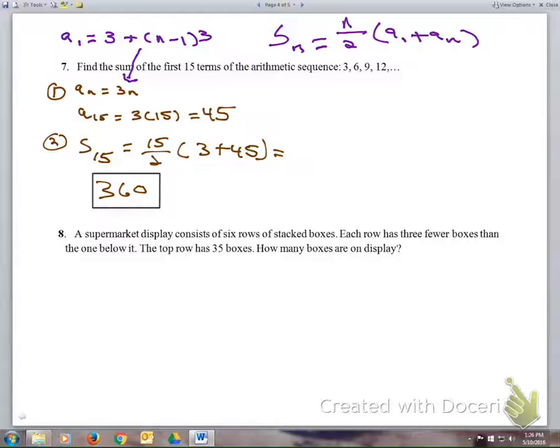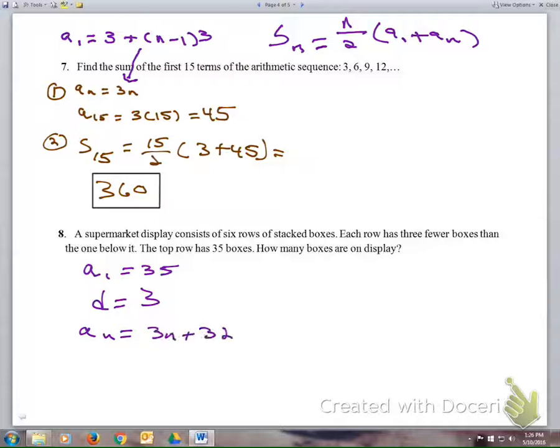Okay. A supermarket display consists of 6 rows of stacked boxes. Each row has 3 fewer boxes than the one below it. The top row has 35 boxes. How many boxes are displayed? So the first thing is the top row we'll call row 1, and that's 35. And then the common difference is 3, because each row below has 3 more.